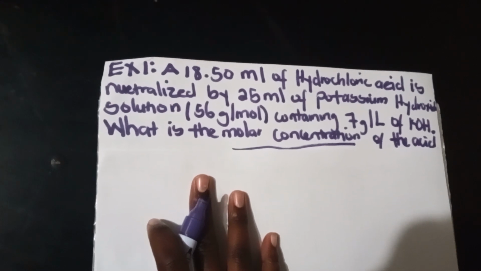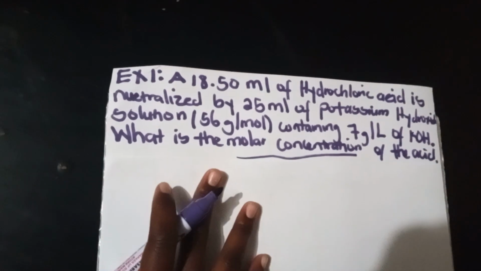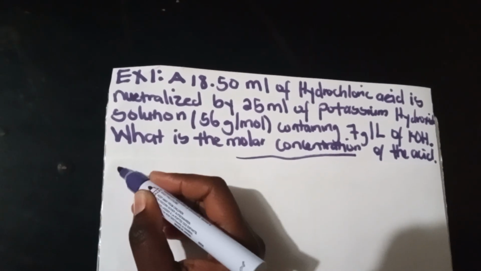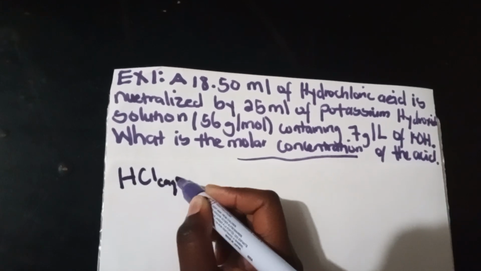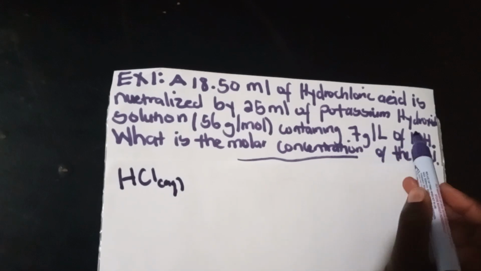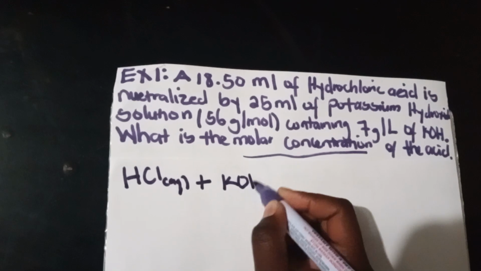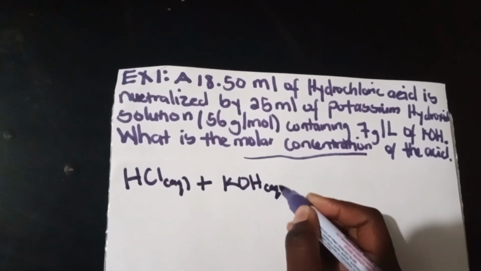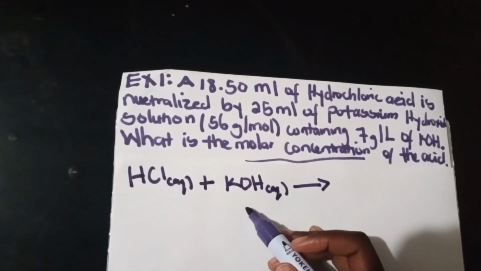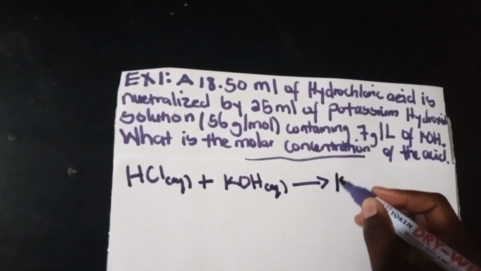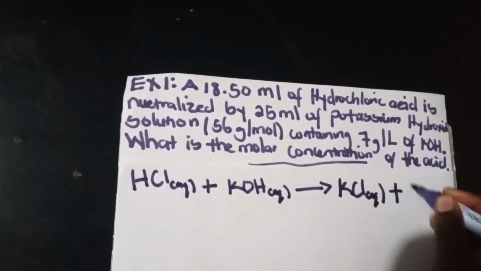So the first thing we need to do when we are given such a problem is draw our balanced equation. We have hydrochloric acid, which is HCl, reacting with potassium hydroxide to give us, okay, HCl plus potassium hydroxide will give us sodium chloride plus water.